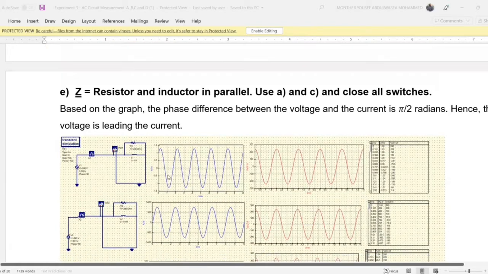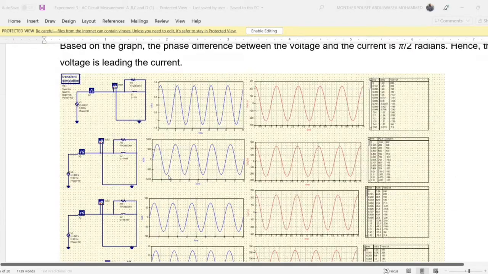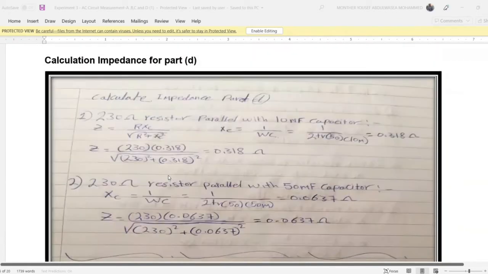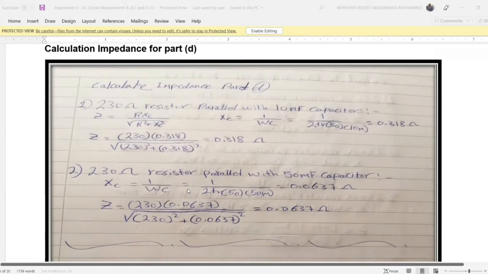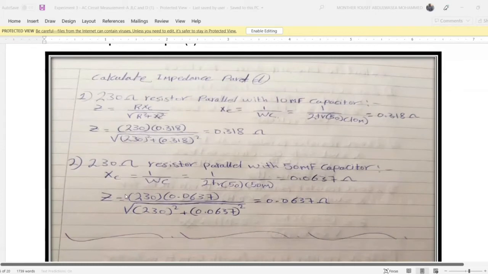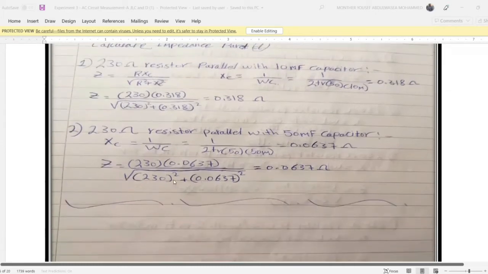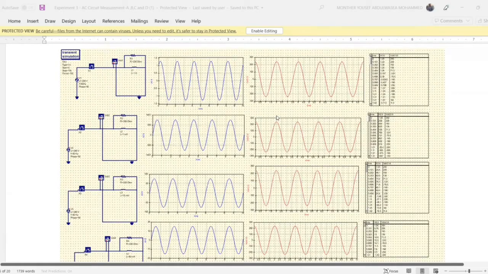For part E, before that, we need to calculate the impedance for part D. This is the calculation, as we can see here. Here is the resistor, 230 ohm, and here is the 50. So the impedance is 0.318 ohm for the first one. The second one follows the same rule, so it will be 0.0637 ohm.